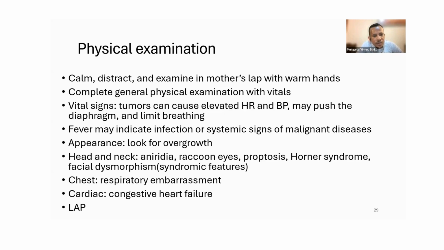On the head and neck, as we have said earlier, look for signs of aniridia, raccoon eyes, proptosis, or Horner syndrome from sympathetic tumors like neuroblastoma, or dysmorphisms. They are very important, so you have to focus on these signs on the head and neck. Chest examination is very important. A change in the respiratory pattern could be from diaphragmatic push, or it could be from metastatic involvement of the lung parenchyma. Cardiac and lymph node examination as well is very important.